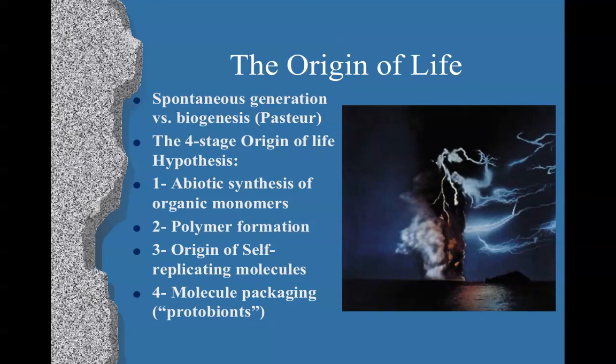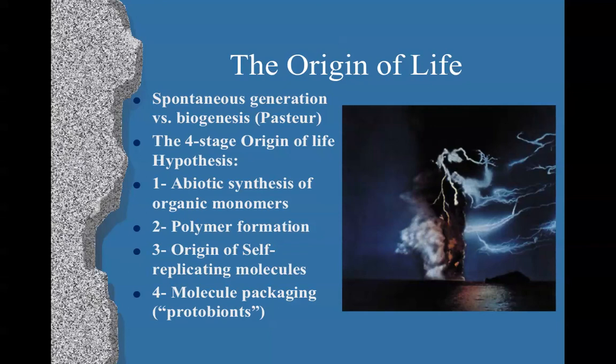So there is other stages involved in that process, though, like how do you go to the point where you get something that's actually living? And that's sort of where we have these 4 stages coming into play. So the first thing that has to happen for you to have life is the abiotic synthesis of organic compounds. What does that mean? It means that you have to have a non-living process to create the things that will form the very foundation of life.